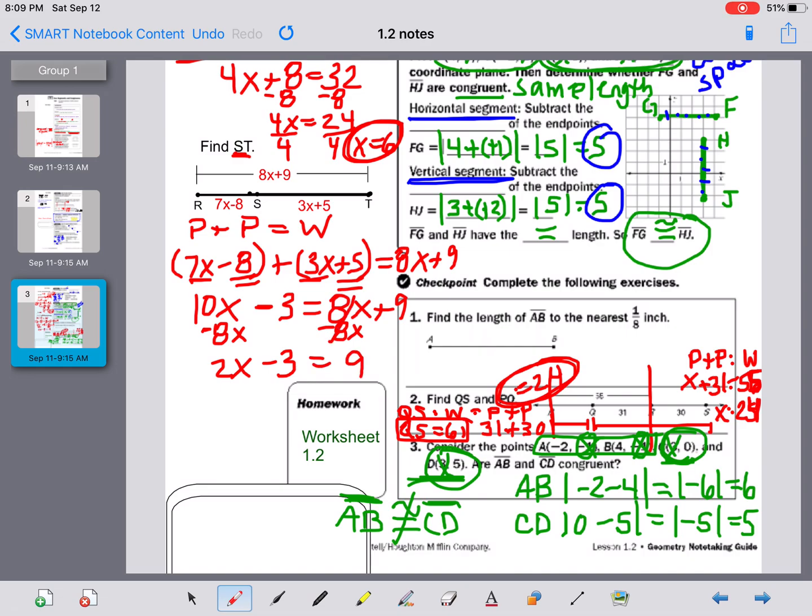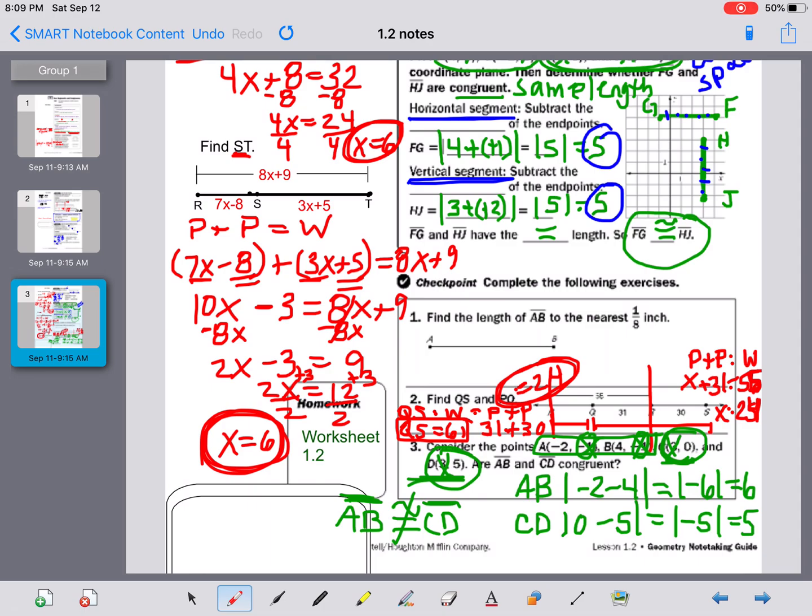Now I'm going to add 3. 2x equals 12 when I added 3 to both sides. And finally, I divide by 2, and x equals 6. Okay, disclaimer here. X will not always equal 6. Please make sure you solve, and x might equal a different number, but in my examples here, both times, x equals 6. So I'm done? No, my question didn't ask me what does x equal.